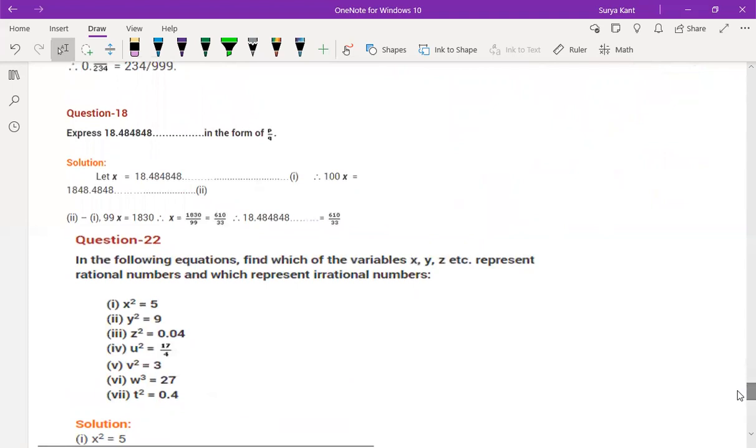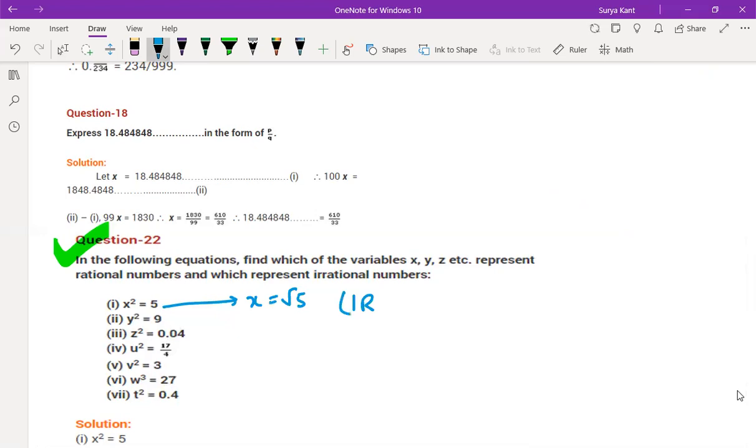Okay. Next question, the following equation. Find which of the variables x, y, z, etc. represent rational numbers and which represent irrational numbers. You can find here which all are rational. So here what you can write, x is equal to root of 5. So this is nothing but an irrational number. This is a rational number, right? Why is this a rational number, you understood? y is equal to root of 9 and root of 9 is nothing but 3. So that is a rational number.